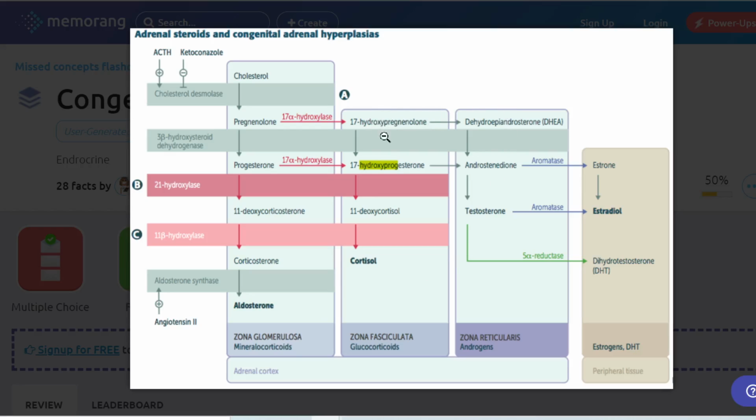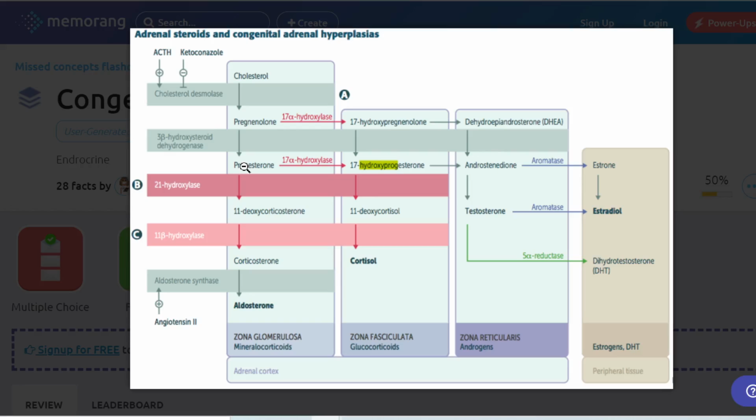Then the 11 hydroxypregnenolone can also be converted to dehydroepiandrosterone, DHEA, which gets converted to androstenedione, and under the influence of aromatase in the peripheral tissue, that is the ovaries, can convert to estrone or estradiol. It gets converted to testosterone also. Androstenedione can be converted to testosterone, and under the influence of 5 alpha reductase, it gets converted to dihydrotestosterone.